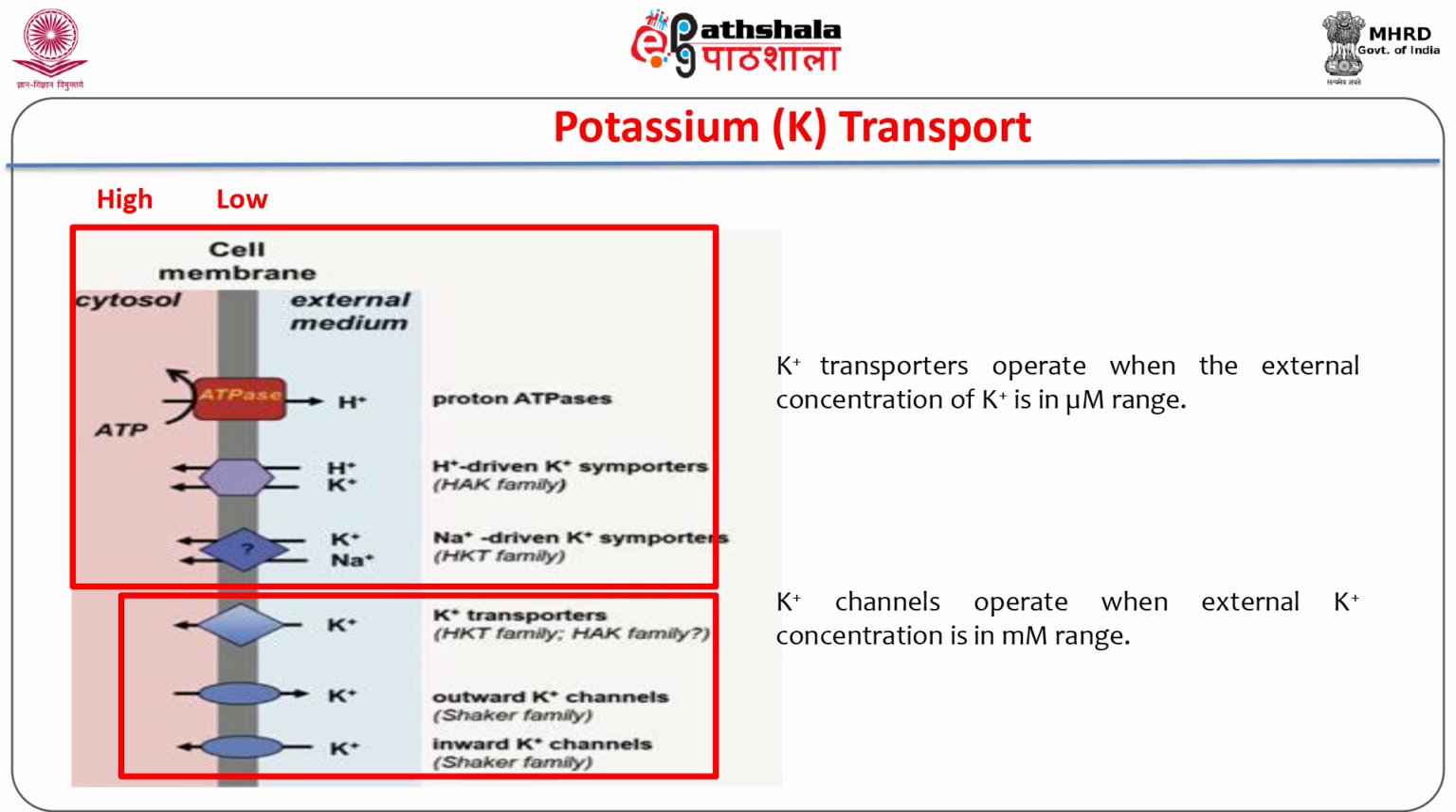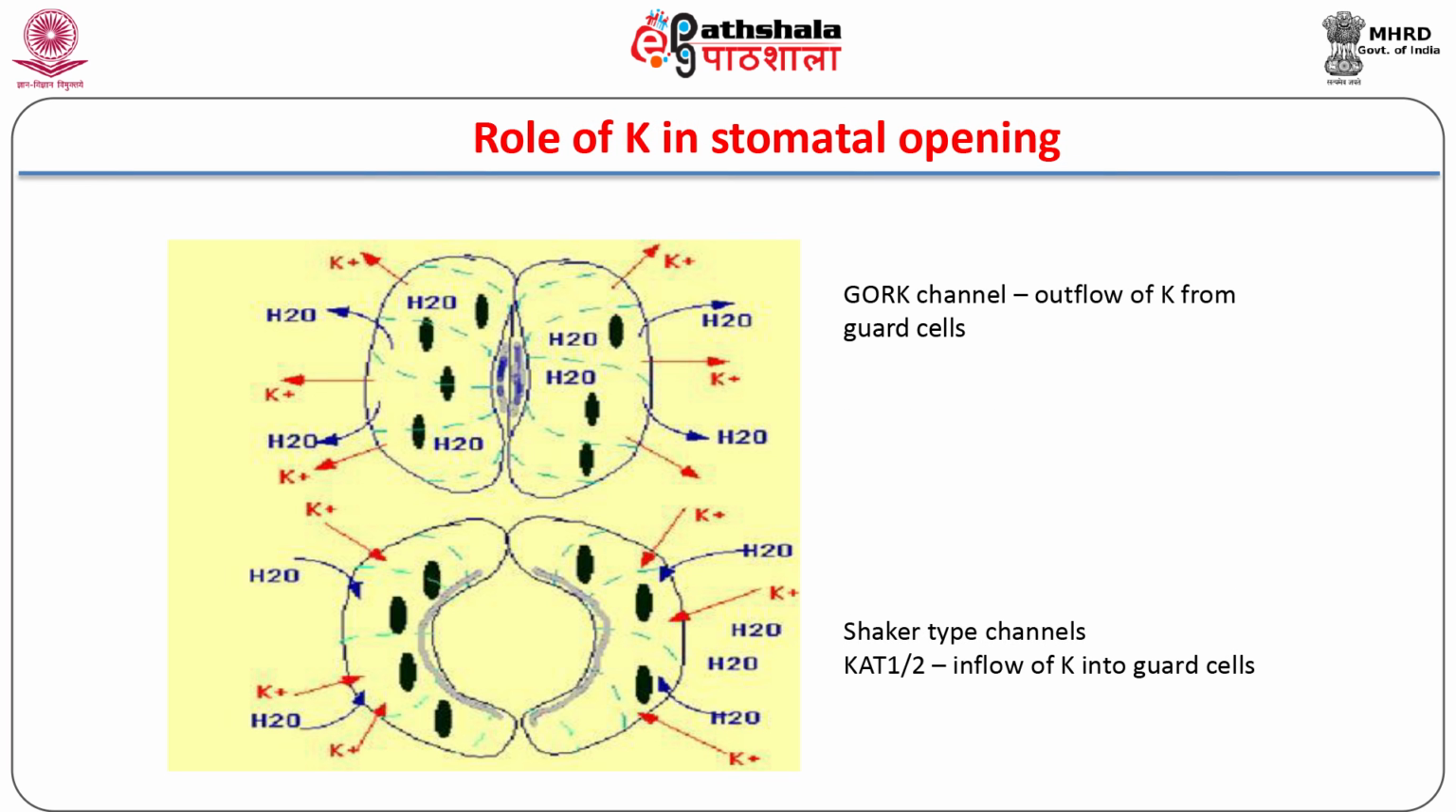Potassium plays an important role in many physiological processes, like maintenance of osmotic equilibrium in cells or causing rapid turgor changes that are important in bringing about stomatal opening and closure. The Cat1 or 2 channels are present in guard cell membranes and play an important role in potassium influx into guard cells that lead to the opening of stomata. GORC is an outwardly rectifying potassium channel which is also present in guard cell membranes.